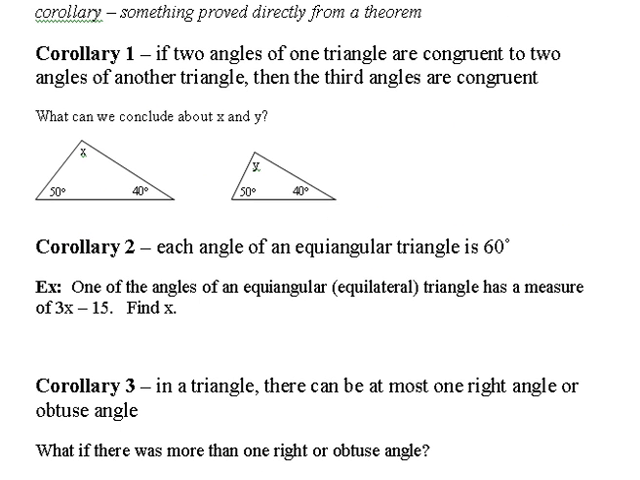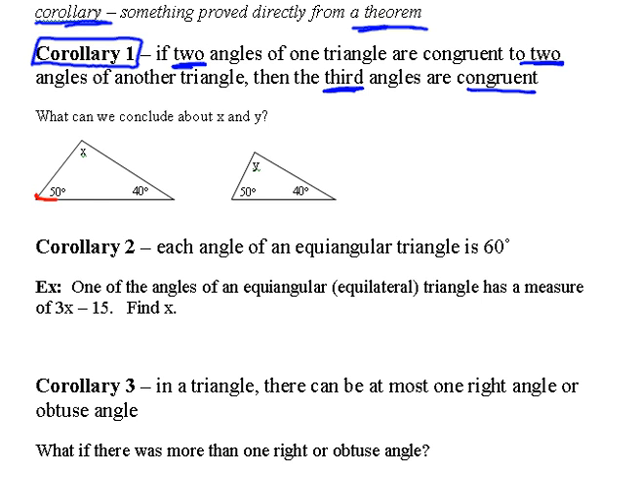Many times in geometry we get things called corollaries. A corollary is like a subtheorem, or a theorem under a theorem, and it's something proved directly from a previous theorem. So corollary 1 under theorem 3.11 is tied into the three angles of a triangle adding up to 180 degrees. It says if two angles of one triangle are congruent to two angles of another, then the third angles are congruent.